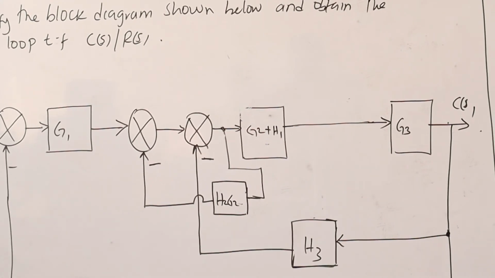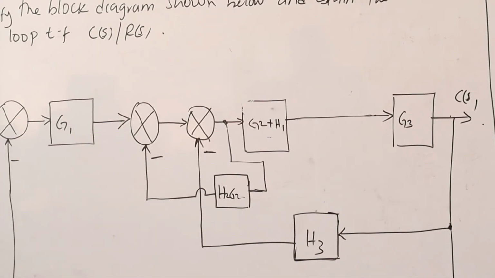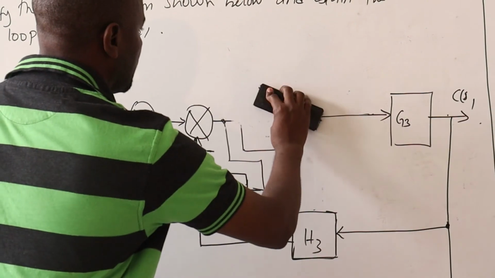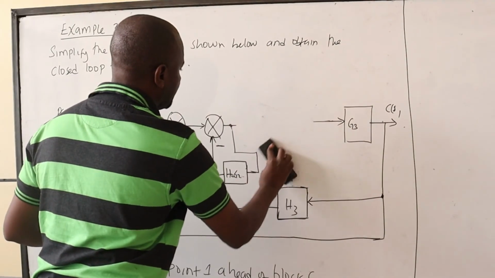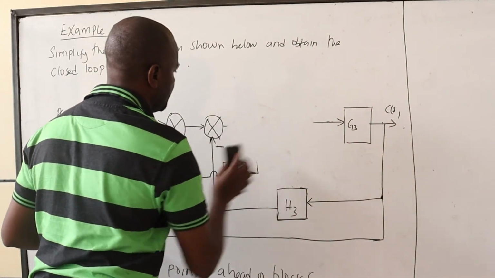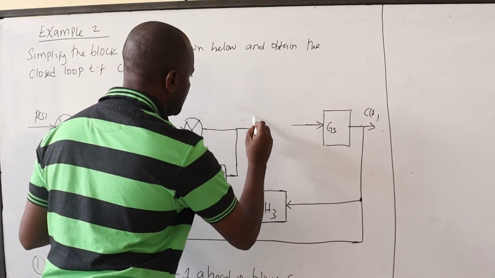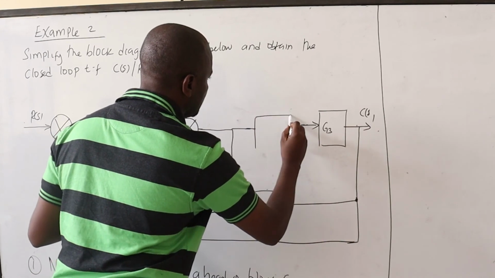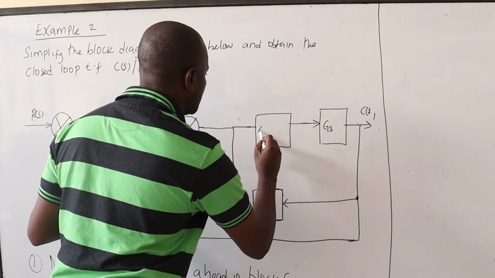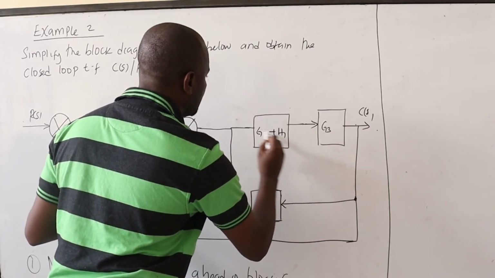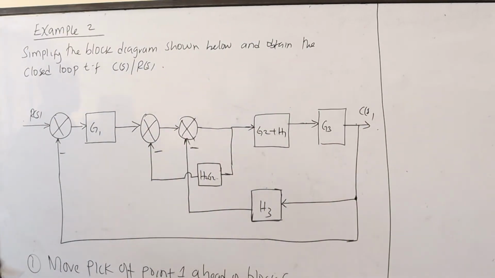So that is the block diagram that we are going to have. We can talk of G2 plus H1. So here we can have block G2 plus H1. So that is now what we have.